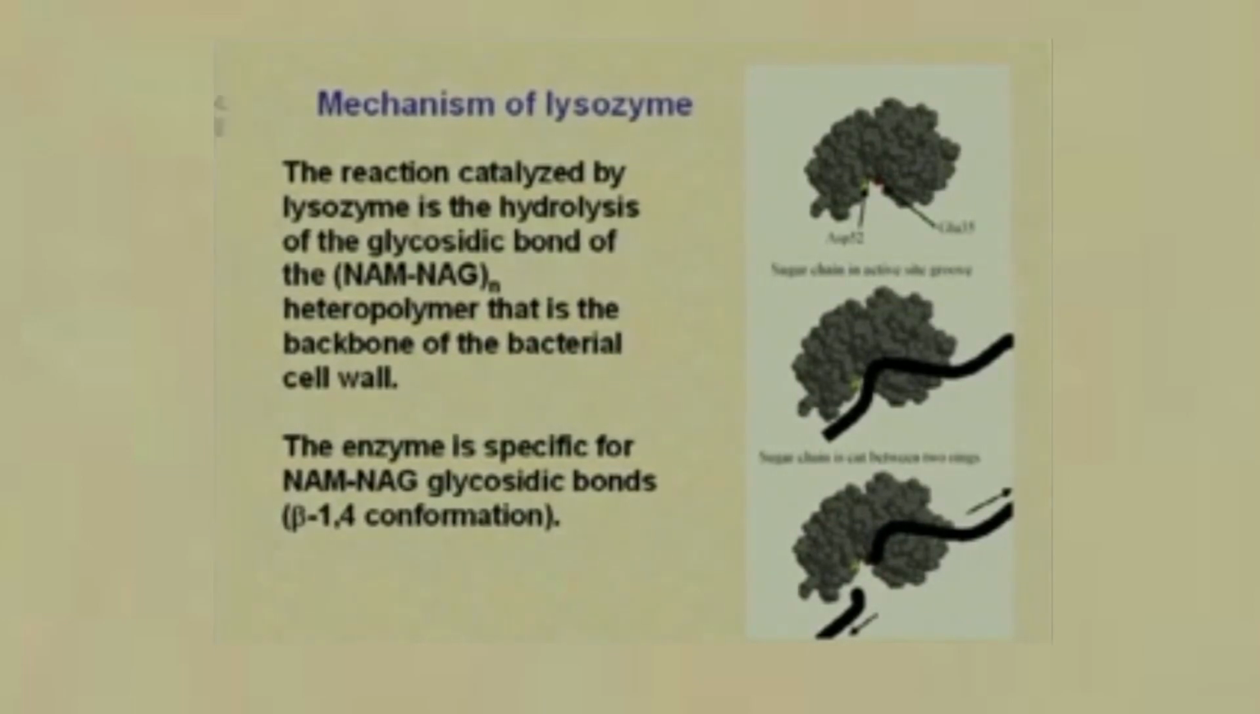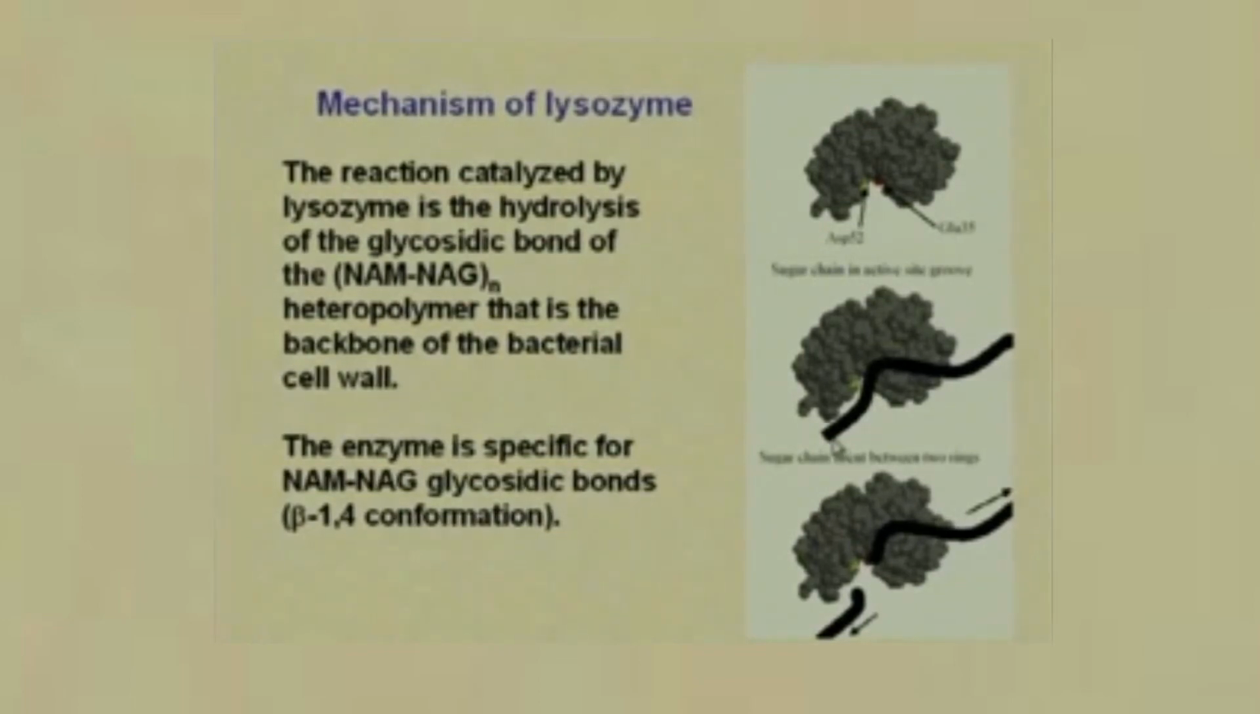Now what are these sugar molecules? There are two sugar molecules here. One is called NAM and one is called NAG. We'll see what these mean in a moment. But essentially, let's look at just this schematic that we have on the right hand side. We have two residues that are important in this particular enzyme. Lysozyme important residues are aspartic acid 52 and glutamic acid 35.